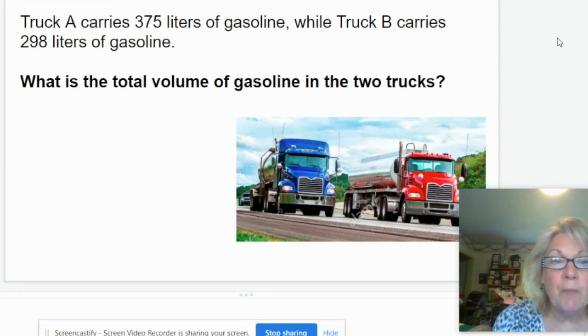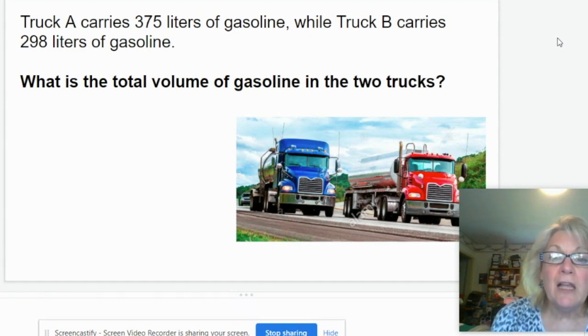So first of all, I'm going to read the first story. Truck A, which I'm going to call the blue truck, carries 375 liters of gasoline, while truck B, I'm going to call that the red one, carries 298 liters of gasoline. What is the total volume of gasoline in the two trucks?